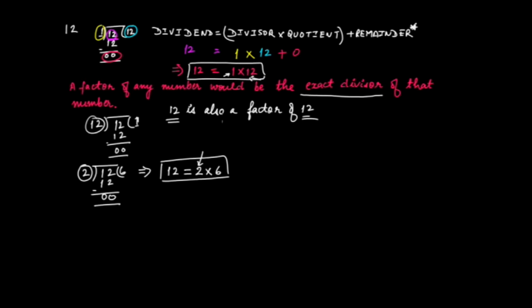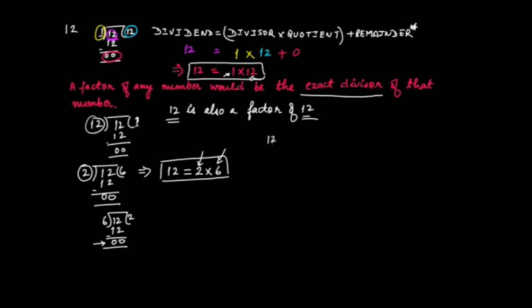And now, like in this case, when you wrote 12 as 1 multiplied by 12, you got that 1 is the factor, and also 12 would be the factor of 12. Similarly, 6 would also be the factor of 12 in this case. And to check that, just divide 12 by 6 and you would get 2. Now you can see that the remainder is 0, and therefore 6 is the exact divisor of 12, and therefore 6 is the factor of 12.